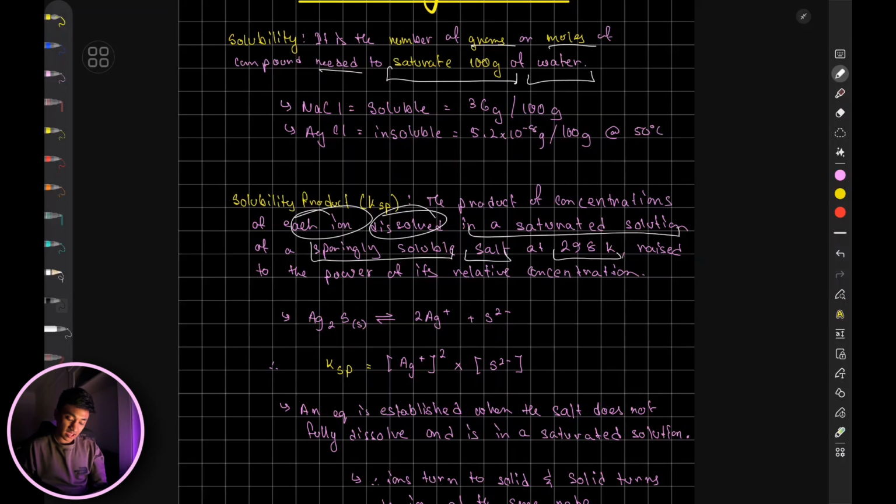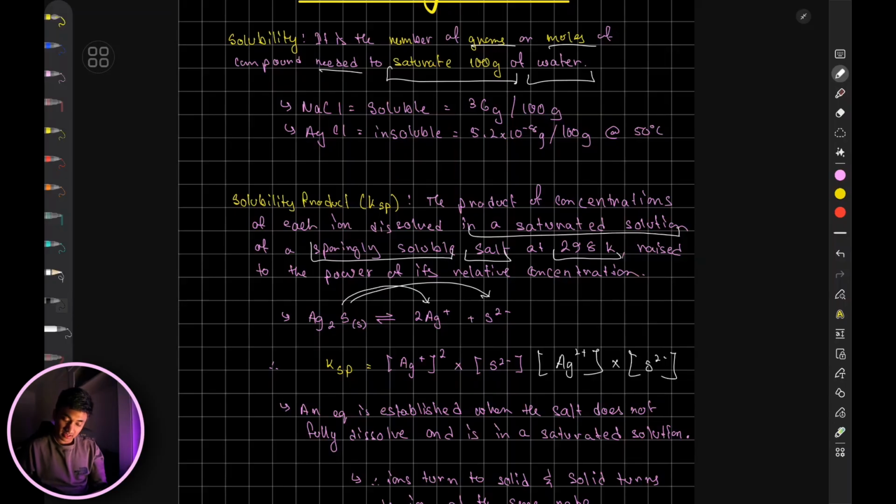Let's say you have Ag2S. In this case, this is going to dissolve into two parts. One is silver ion and the other is sulfide S2 minus. So if I had to write down the KSP, its solubility product, what are the ions? What we do is essentially I take the concentration of each ion dissolved. So I have the concentration of Ag plus times the concentration of S2 minus.